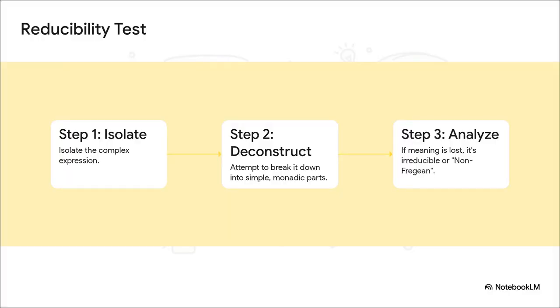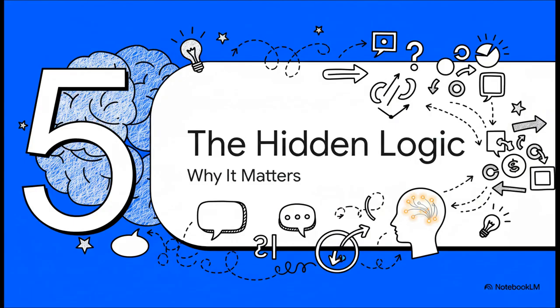So how do linguists and logicians actually prove a sentence is this complex? Well, they run a little test. It's called a reducibility test. They basically try to rewrite the sentence using only those simple one-at-a-time quantifiers. And if they can't do it, if there's no way to break it down without completely changing the meaning, then they know. They know the sentence is irreducible. It's officially non-Fregean.